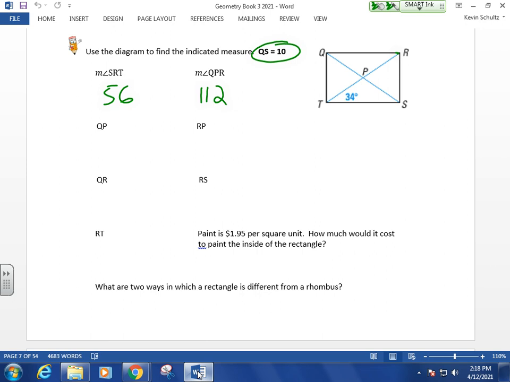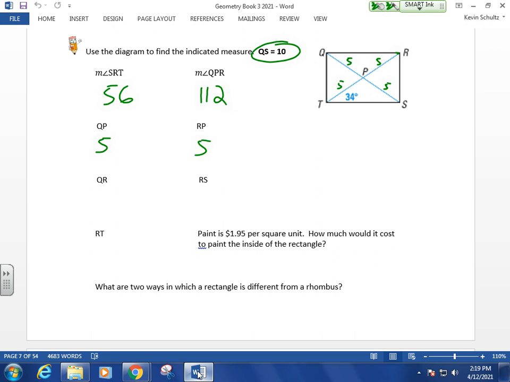Okay? QP, what did you come up with for QP? If QS is 10, QP is going to be 5 because the diagonals bisect each other. And they're congruent, which means that we've got a 5 here, a 5 here, a 5 here, and a 5 here. Which means that this is a 45, 45, 90 triangle, right? No, it's not a right triangle. It is not a right triangle. It is an isosceles triangle, but not a 45, 45, 90 triangle. RP is also 5. We got that there as well.